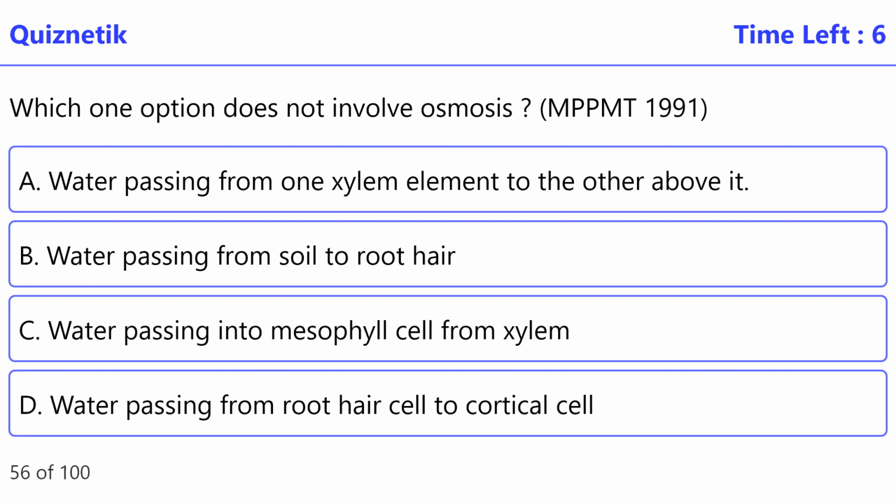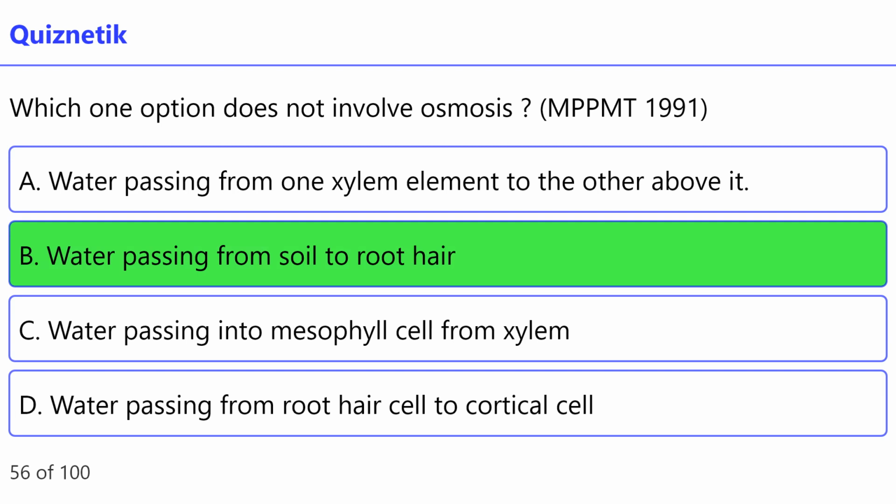Which one option does not involve osmosis? MPPMT 1991. The correct option is B, water passing from soil to root hair.